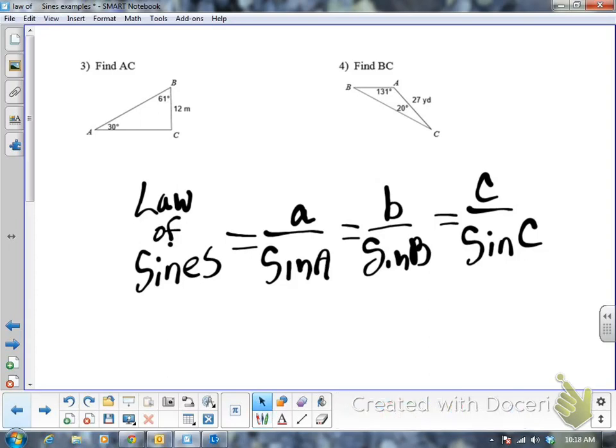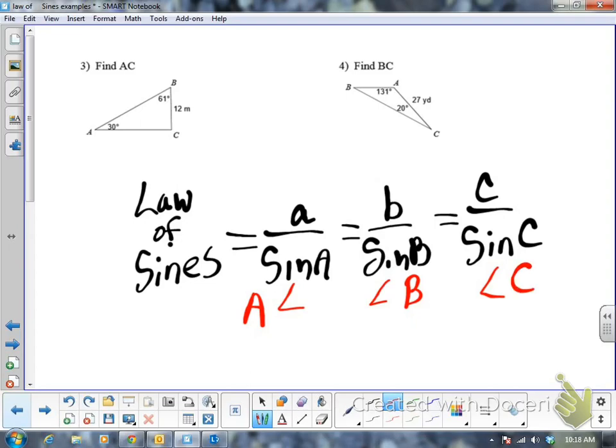So, this would be an angle because I'm taking the sine of A. So this would be angle A or angle B or angle C. And this up here would be our side A and our side B and our side C.